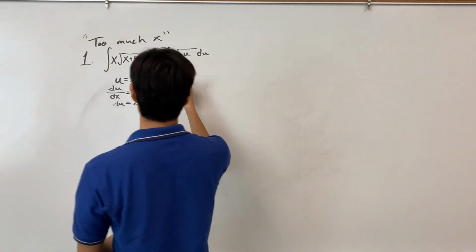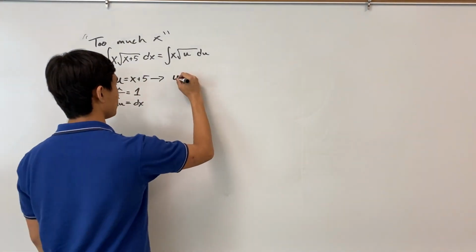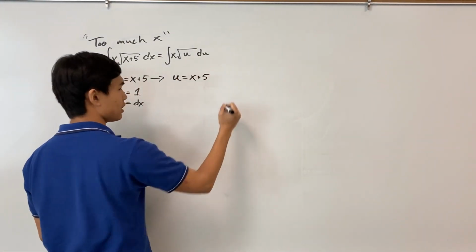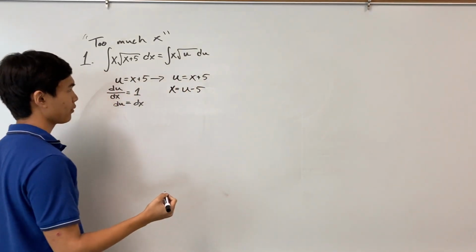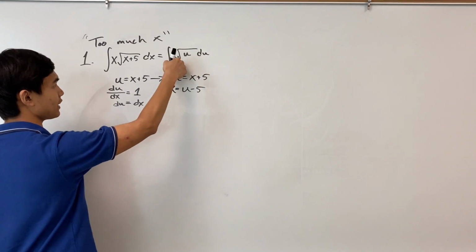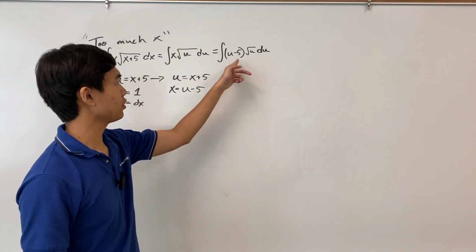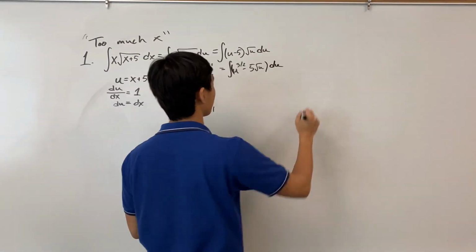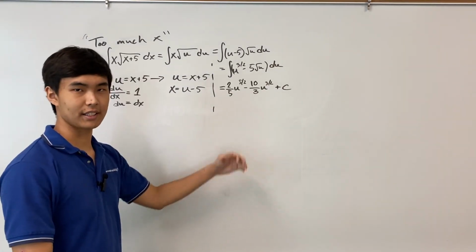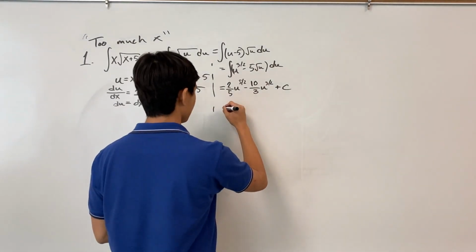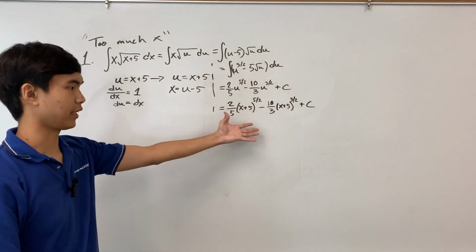So in this case, what we do is we solve for x in terms of u. u equals x plus 5, so that must mean x equals u minus 5. And we substitute this into here, and from here, we can distribute the square roots like this, and then integrate term by term, like this. And then, of course, we can substitute for u in terms of x to get something like this.